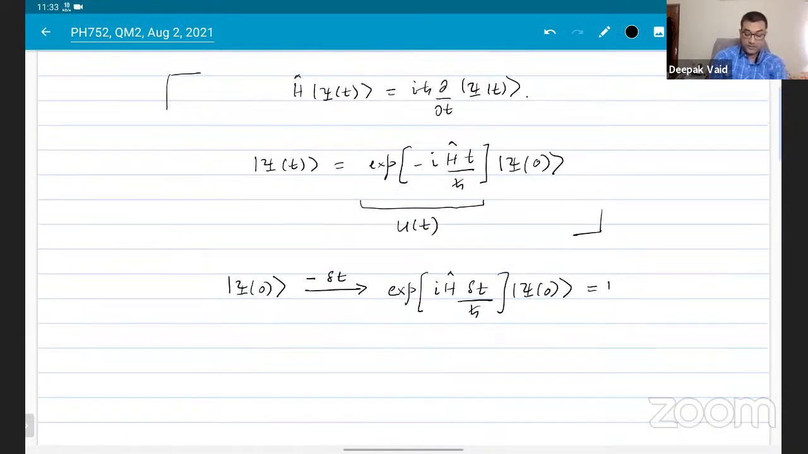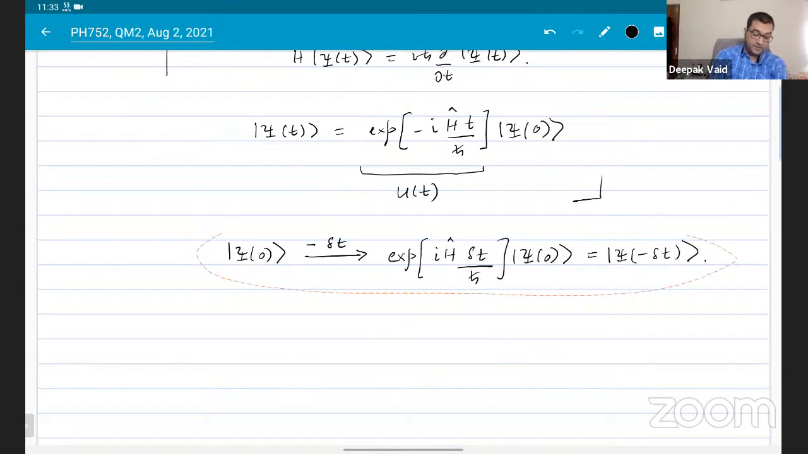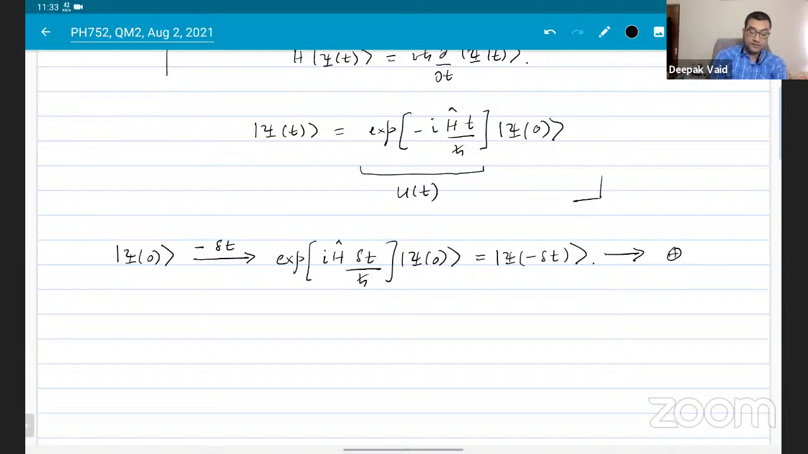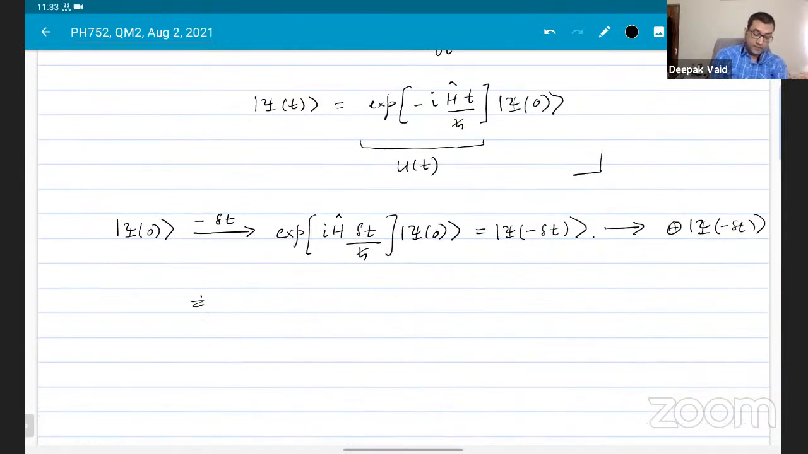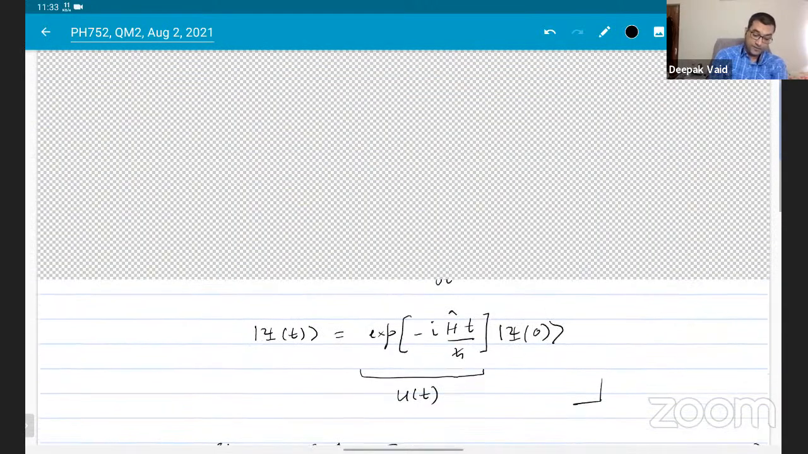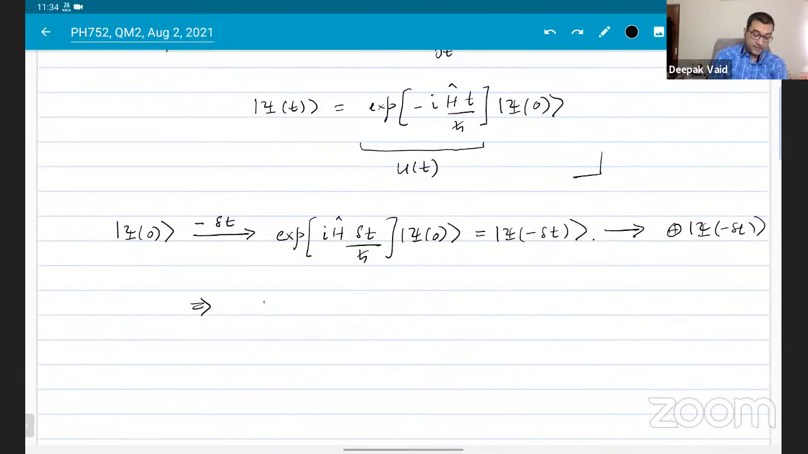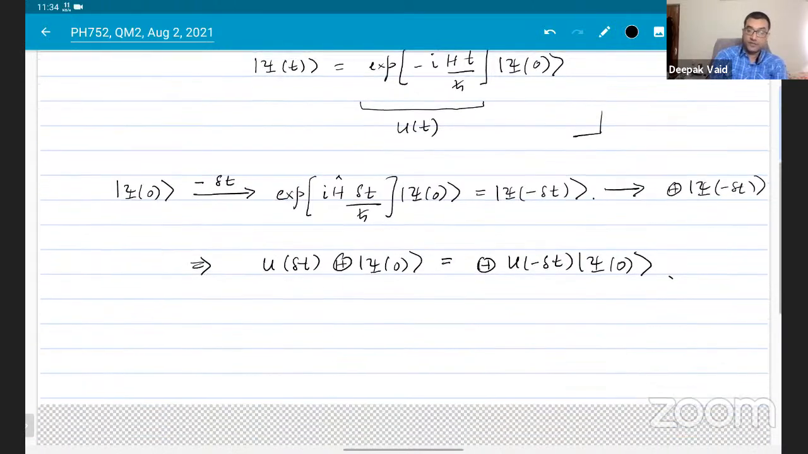Right. So what is this? This is psi of minus delta t. And then I can apply the time reversal operator to this state. So the claim is that if I act on the state with the time reversal operator and then evolve it forwards in time, I should get the same state as if I evolve backwards in time. That means U of minus delta t first, and then act with the time reversal operator.